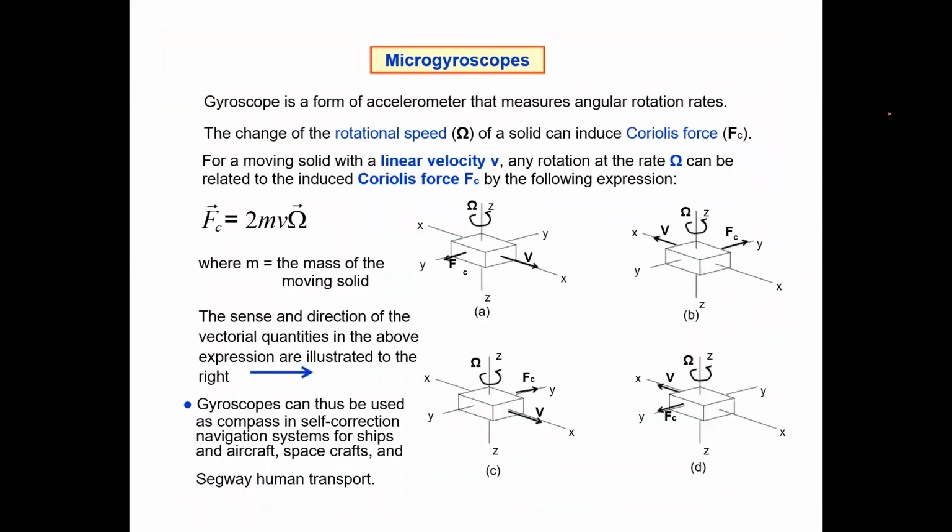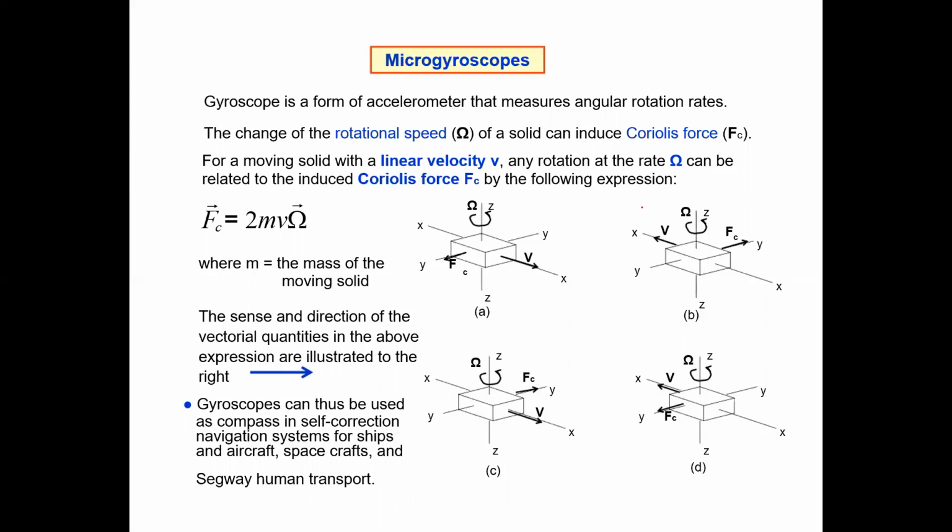Gyroscope is a sort of accelerometer, but it has a different sensing mechanism, right? So gyroscopes are used to measure the angular acceleration instead of linear acceleration. Linear accelerations are being sensed by the accelerometers. Gyroscopes are particularly used to sense your angular rotation, right? So it has a very complicated theory.